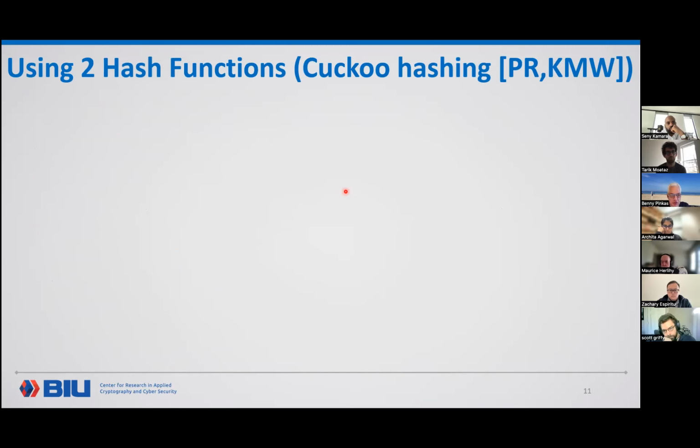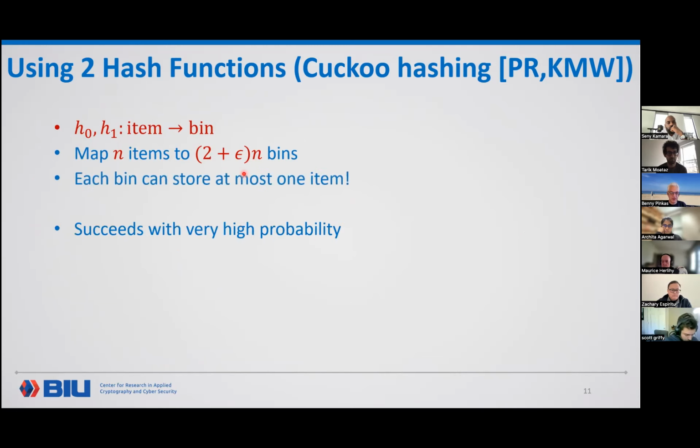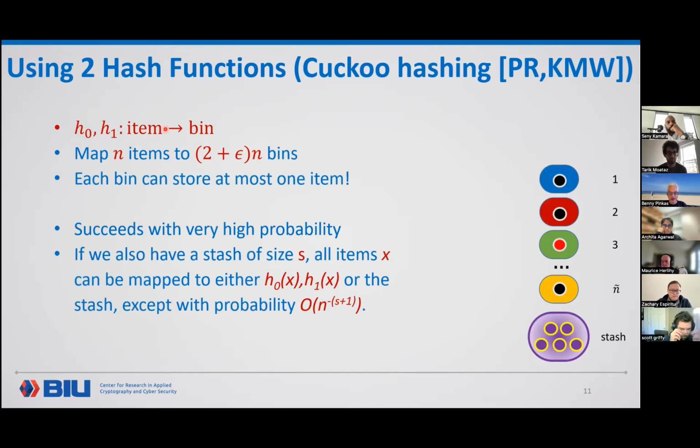So one approach that was used to do that was cuckoo hashing. That was initially suggested by Pinkas and Wadler. So here it's a hashing scheme. I hope that many of you know it, where you have two hash functions, and each item can potentially be mapped to 2 locations. So you have 2 hash functions, and you have slightly more than 2n bins. And each item can be mapped either to H0 of X or H1 of X, two different bins.